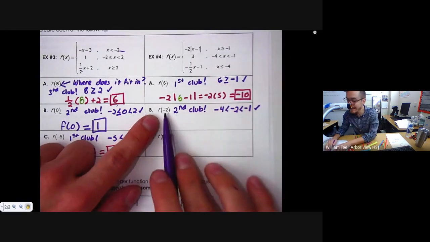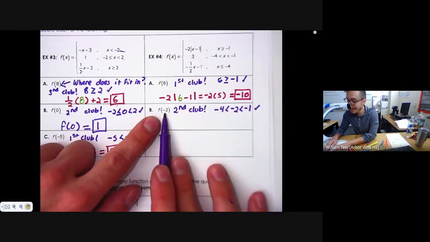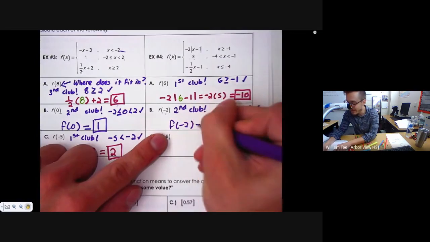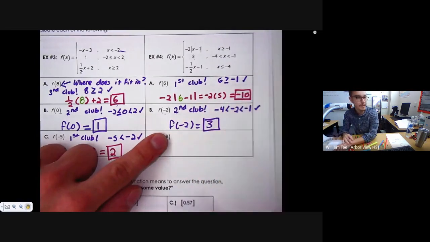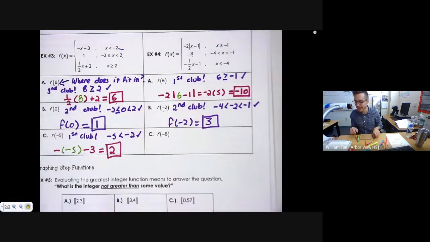So for the second club, all of our y values are going to be 3. So that means if we plug in -2, we're just going to get out 3. So I'm going to say f of -2 is just equal to 3. Simple as that. Last but not least, I have f of -8. Let's figure out what club that one is a part of.